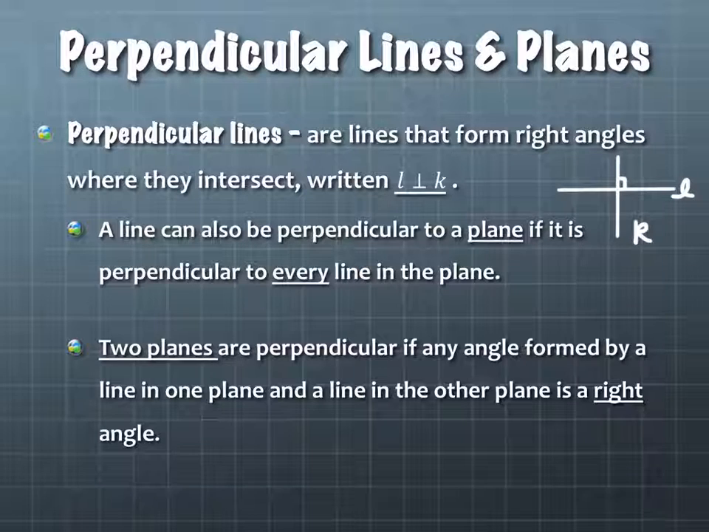And then we've got two planes are perpendicular if any angle formed by a line in one plane and a line in the other plane is a right angle. So let's take our ceiling and let's take this wall. Okay? So if I take the ceiling and I take this wall and I take this line that goes straight up in here into the ceiling, it's perpendicular, right? So we've got perpendicular planes when they have that right angle. I mean, the right angle is right there at the ceiling and the wall where they meet, right? So those would be perpendicular planes.